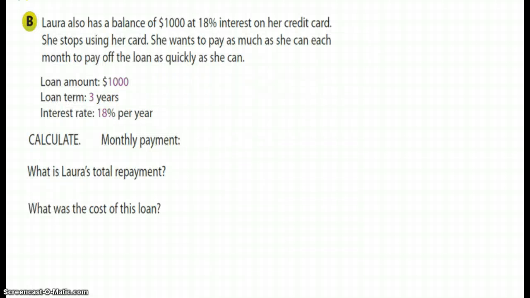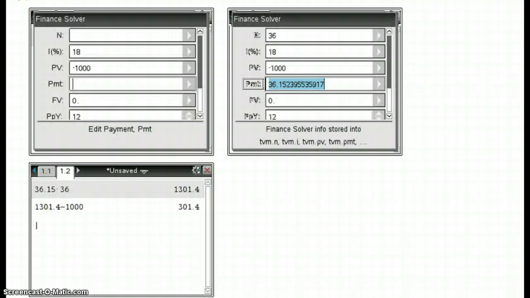She said she wants to pay it off in 3 years, but she's going to pay a monthly payment. There are 12 months per year, and 12 times 3 gives us 36 months. So you want to input 36 for N, 18 for the rate, negative 1,000, and payments per year 12. Highlight payment, hit enter, and it will give you $36.15.